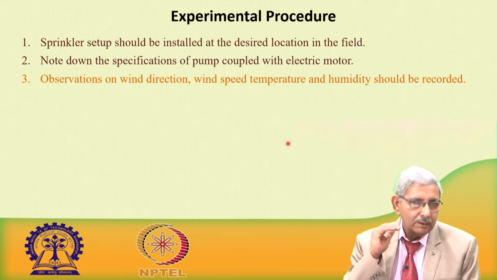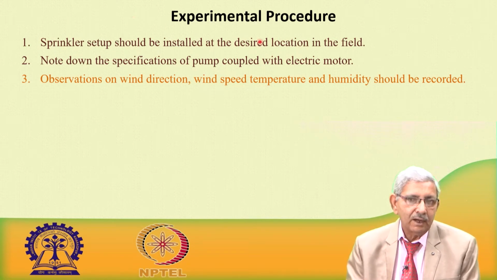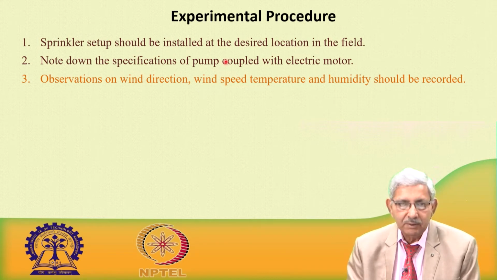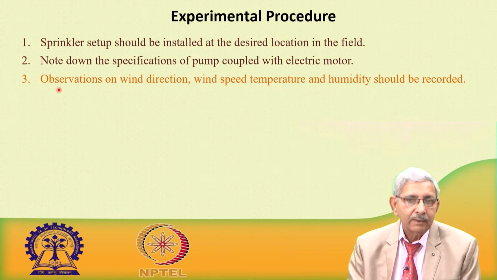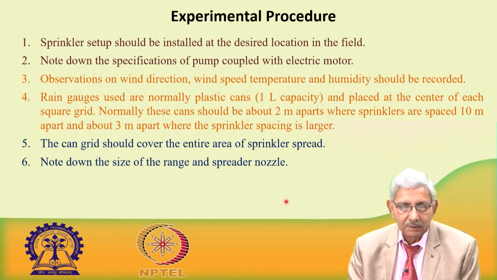We want to perform an evaluation test. So, the sprinkler system should be installed at a desired location in the field. Note down the specification of the pump coupled with electric motor. Observation on the wind, that is a climatic observation, we need to collect. With respect to the sprinkler system, we want to find out what is the capacity of the sprinkler system, what is the discharge of the sprinkler system. So, we need to really conduct the test.